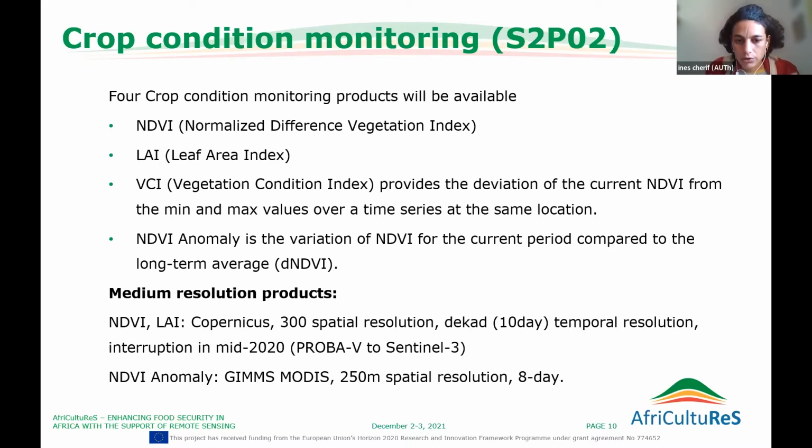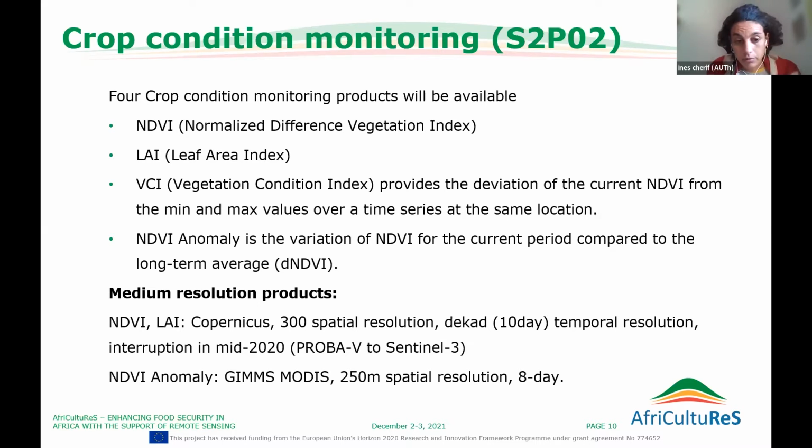Regarding the medium resolution for these products, we use data from MODIS and Copernicus with a spatial resolution of 250 meters in one case, 300 meters in the other case. The time resolution is from 8 to 10 days. And in the case of Copernicus, the time series that we provide are usually from 2017 to the actual date, which is basically the duration of the project.